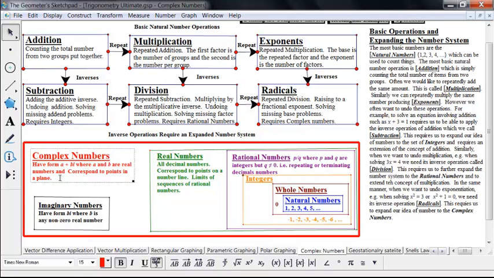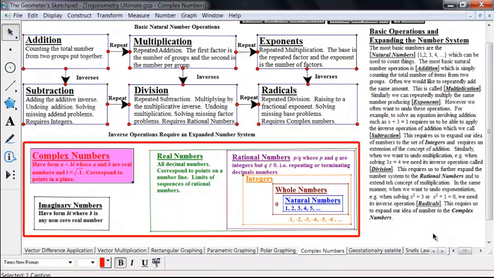And i is the principal square root of negative 1. And these are going to correspond to points in a plane, as we'll see in a minute. So they have this form a plus bi, where a and b are real numbers. Now, notice if the b is 0, then you just get a real number. So the real numbers are included in the complex numbers. And if the a is 0 and the b is not 0, you get a form bi, where b is a non-zero real number. That's called an imaginary number.